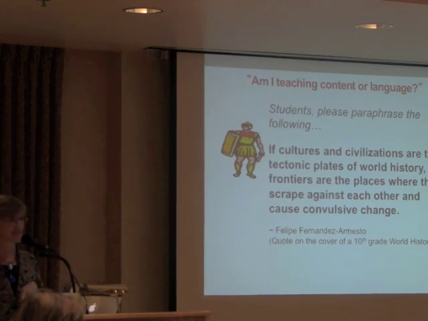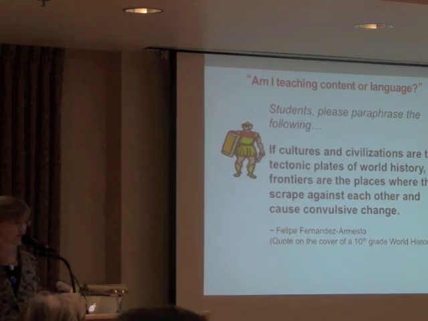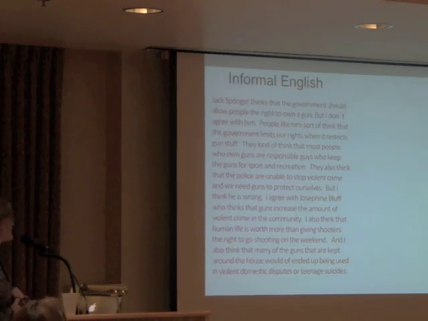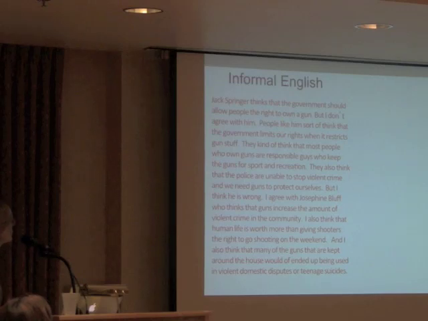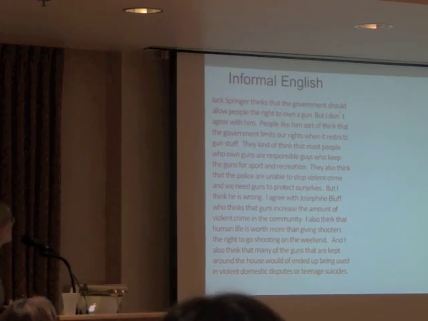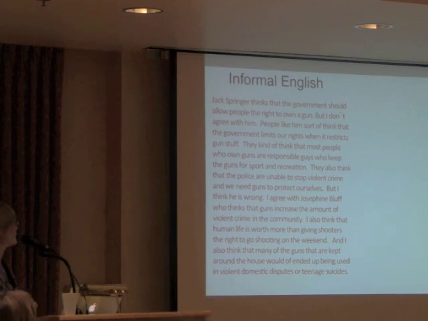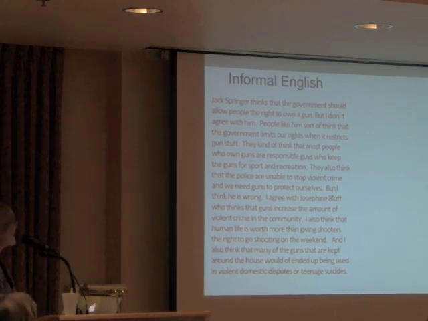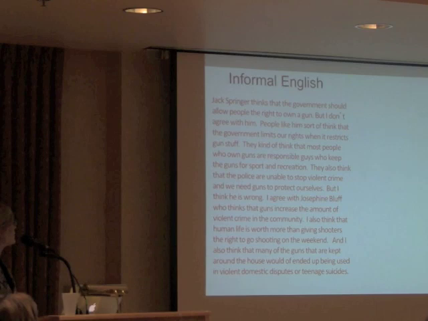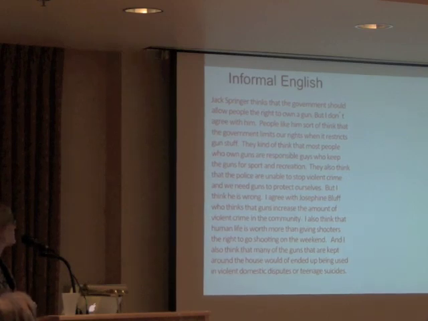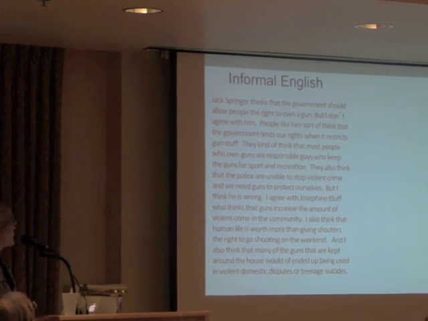So what you'll see is this is not written in academic language. I'll read it to you just so we all hear it. Jack Springer thinks that the government should allow people the right to own a gun, but I don't agree with him. People like him sort of think that the government limits our rights when it restricts gun stuff. They kind of think that most people who own guns are responsible guys who keep the guns for sport and recreation. They also think that the police are unable to stop violent crime and we need guns to protect ourselves. But I think he is wrong.